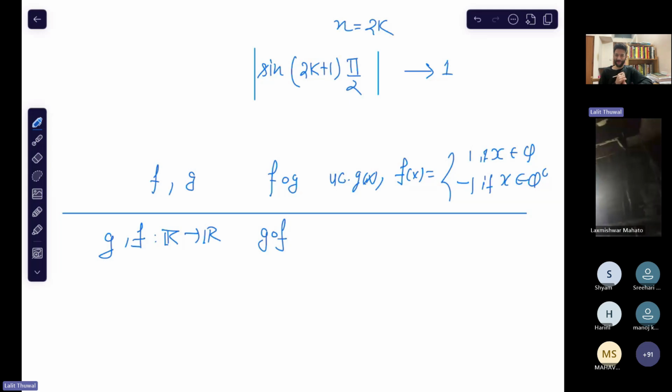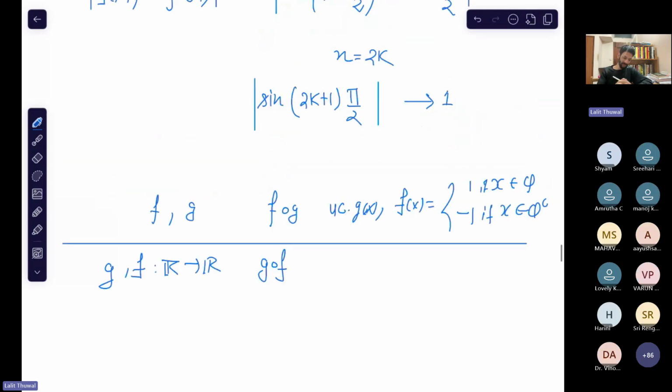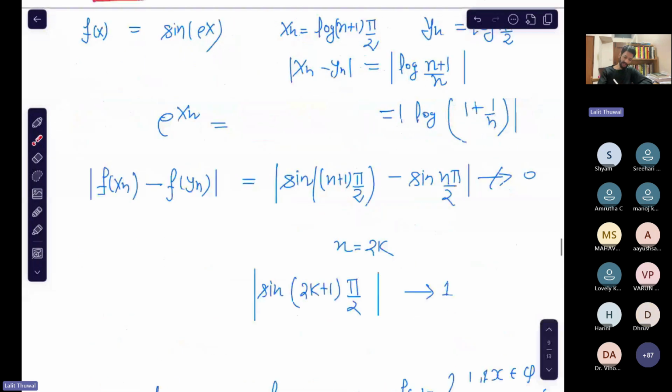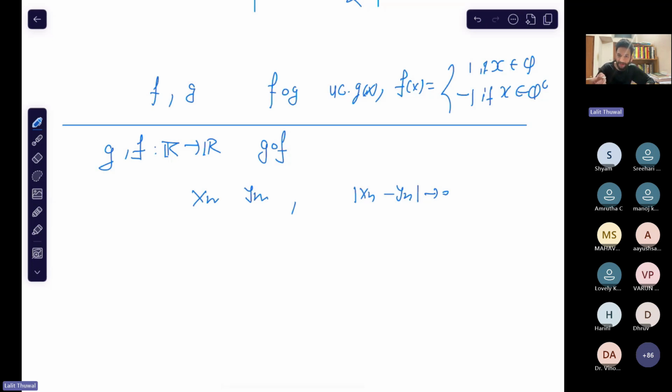Something from uniform continuity can be asked. So we use this thing. I have told you this result, and I said that this is a very important result. Let's see. Suppose xn and yn are any two given sequences satisfying this.